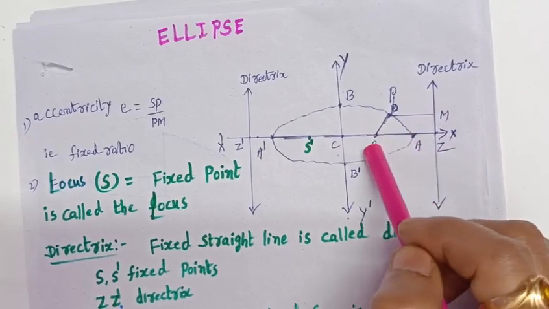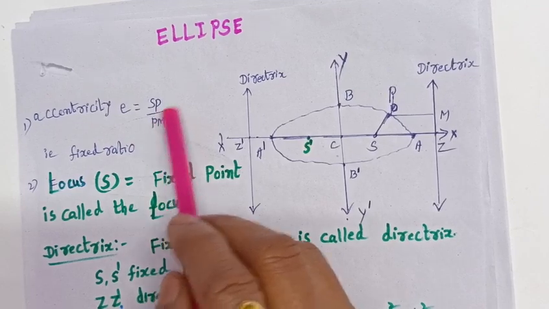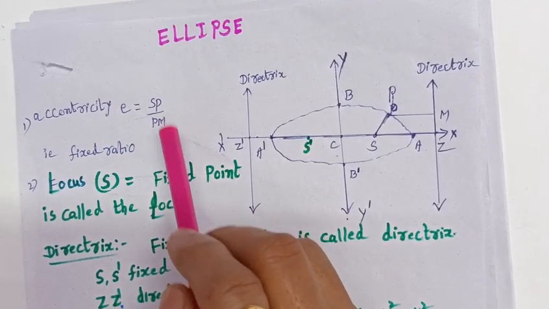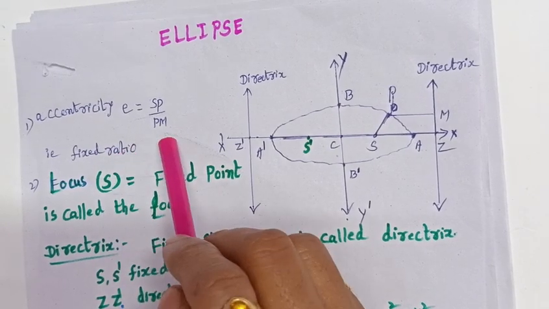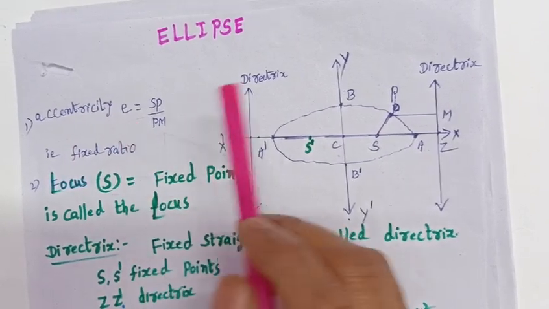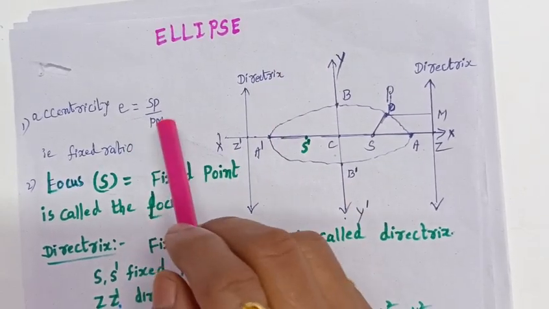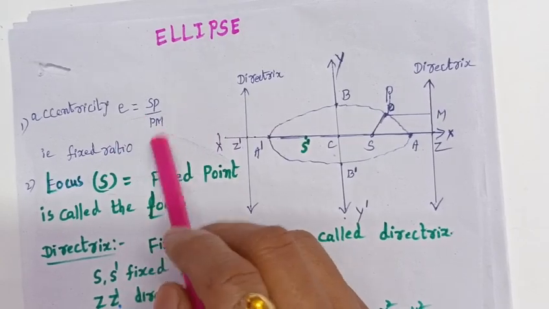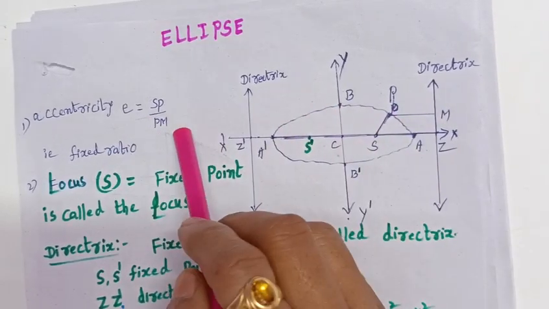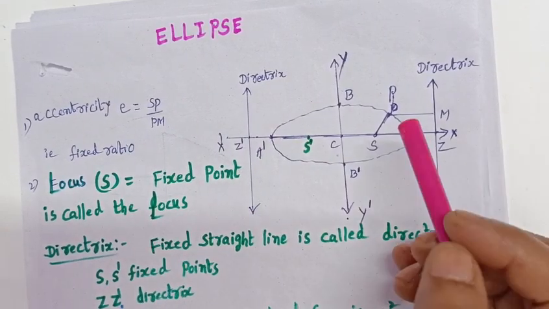Eccentricity E equals SP by PM. This is called a fixed ratio. E equals SP by PM is the eccentricity. S means the focus, the fixed point.